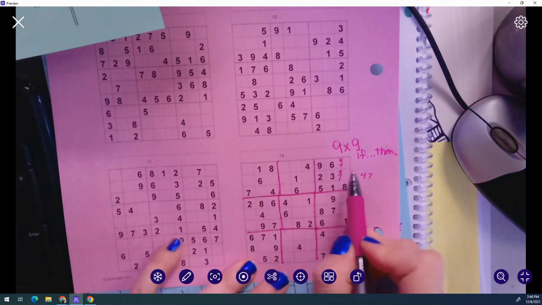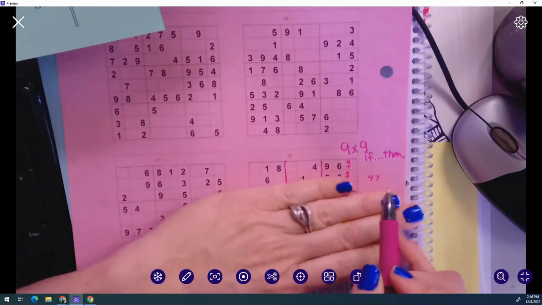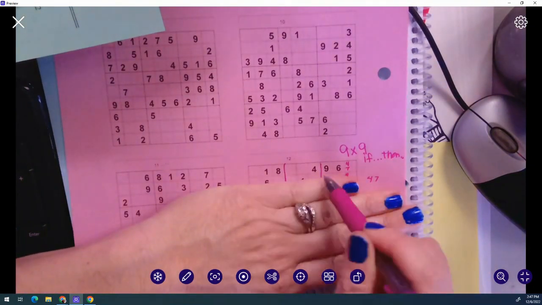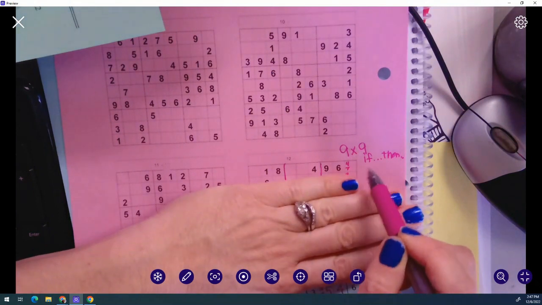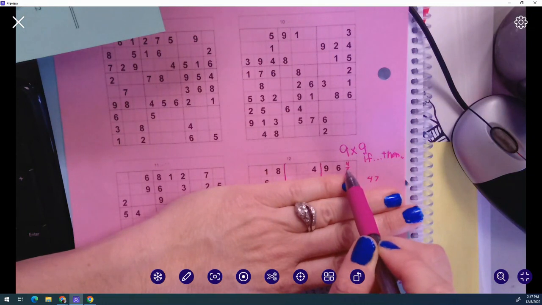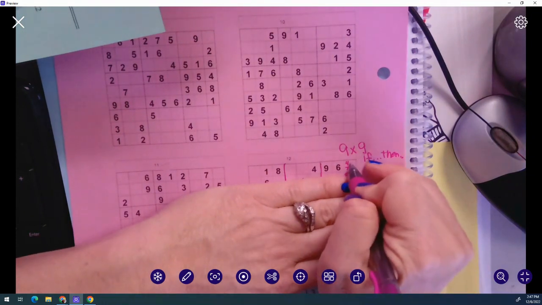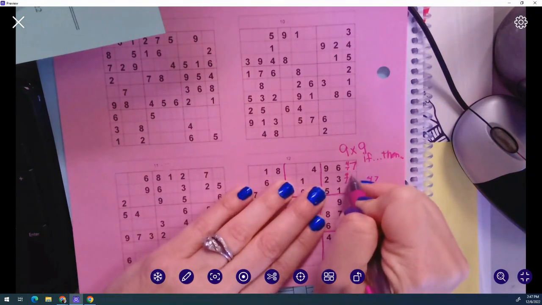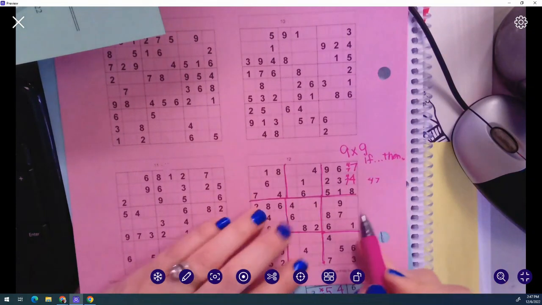And now I'm going to go across and look for other clues. So if I look across at this top row, there is a 4. So now we're using this logic statement. If this is a 4, can this be a 4? No, which means this must be the 7. And if this is the 7, this is the 4.